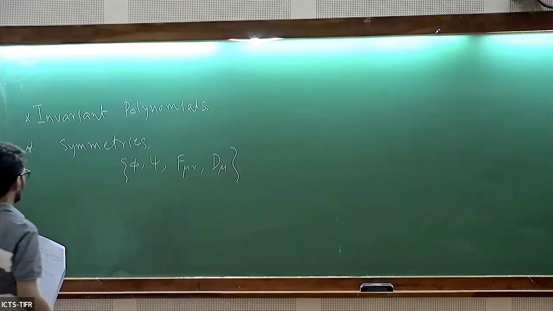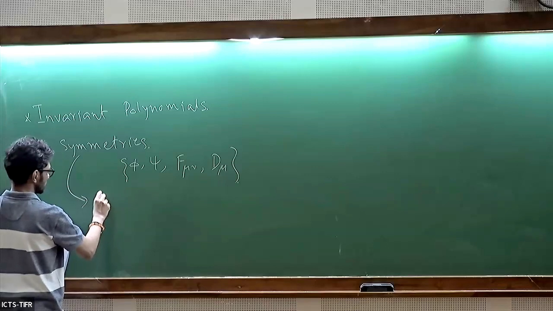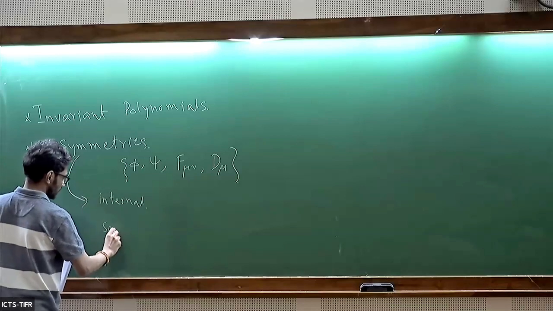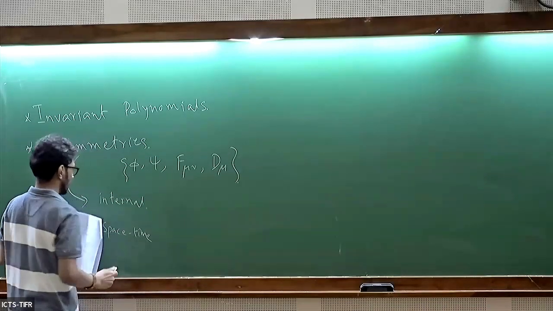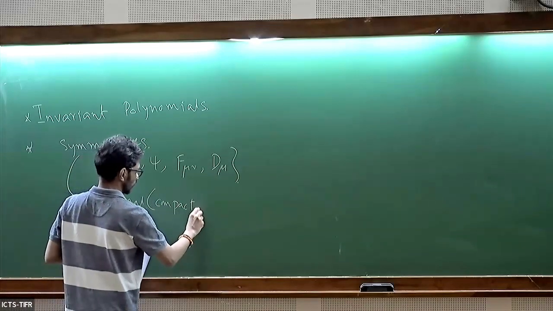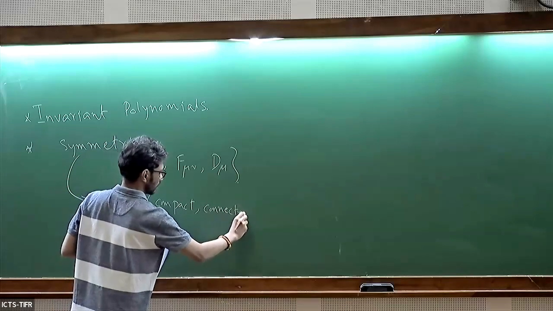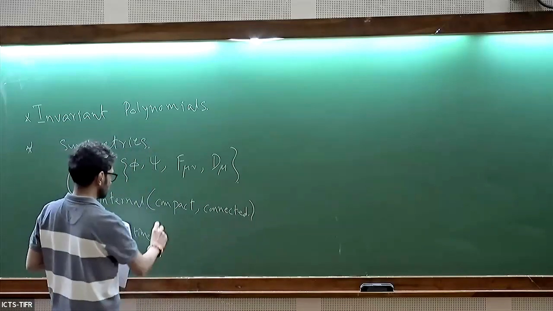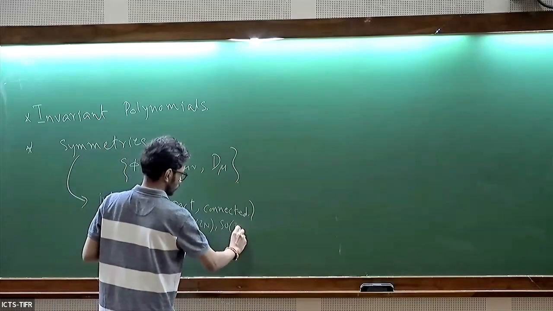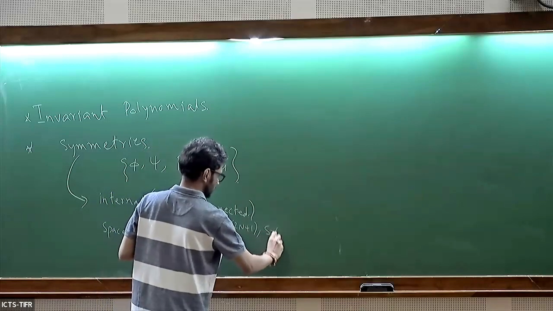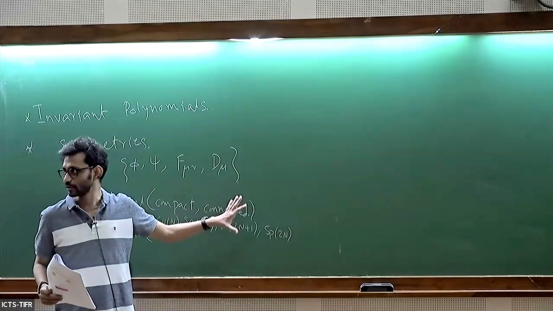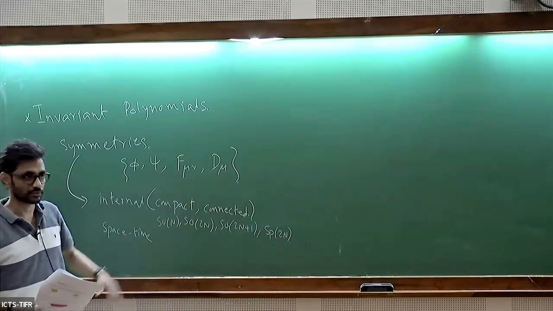While talking about the symmetries, we have these internal symmetries, and we have these space-time symmetries. Among the internal symmetries, we are interested in which ones? Those which are basically compact and connected groups, for example SU(N), SO(2N), SO(2N+1), and the symplectic group. All are basically compact groups, and we are learning how to calculate the characters for them.